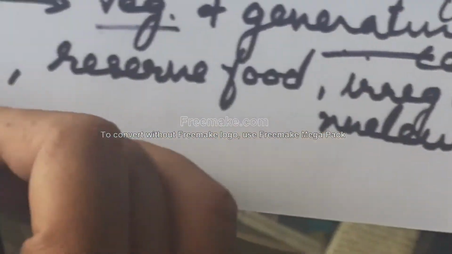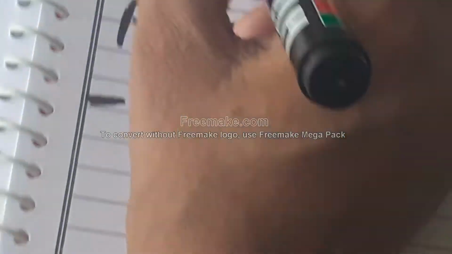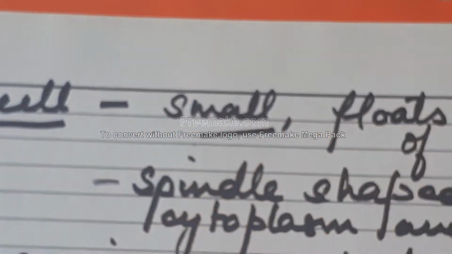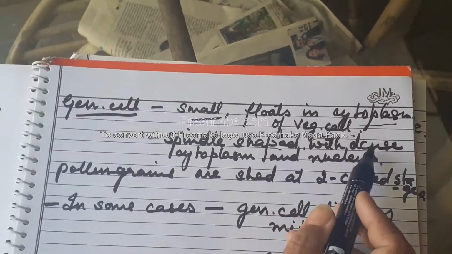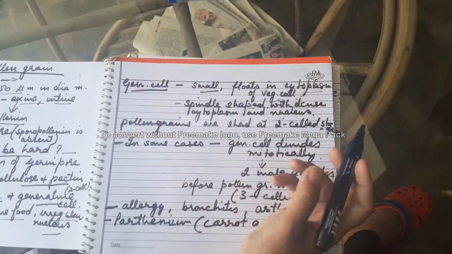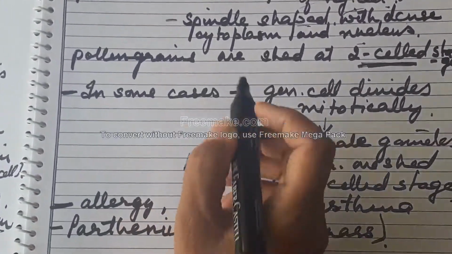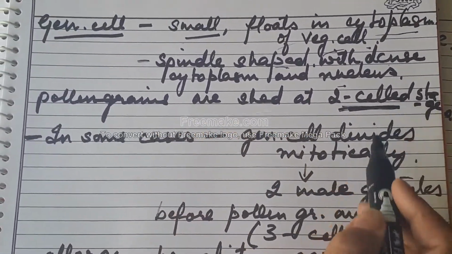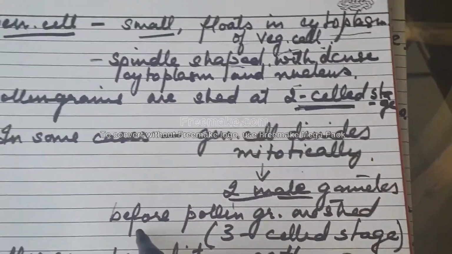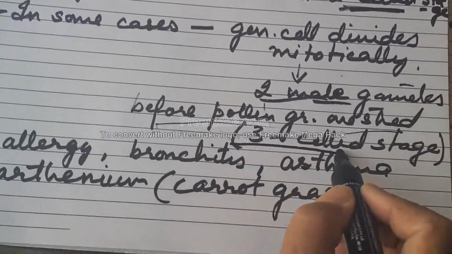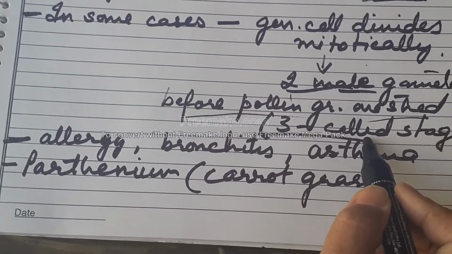The vegetative cell is bigger with reserve food material and an irregular nucleus, whereas the generative cell is small. It floats in the cytoplasm of the vegetative cell. It is spindle-shaped with dense cytoplasm and a nucleus. Pollen grains are generally shed at this two-cell stage. But in some cases, the generative cell divides mitotically, and the two male gametes are formed before pollen grains are shed, and such a stage is called the three-cell stage.